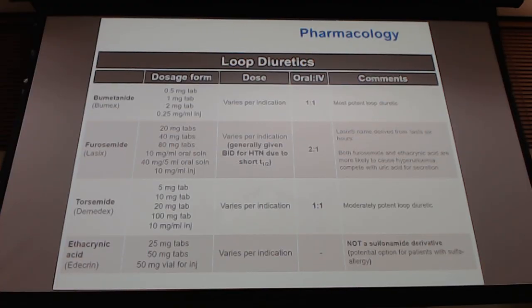And then lastly, we have ethacrynic acid. It's not a sulfonamide derivative. It's a potential option, like I said, for people with sulfa allergy. However, it's not used very often because the adverse effects are more severe than the other drugs in this class. Are there any questions so far over loop diuretics?